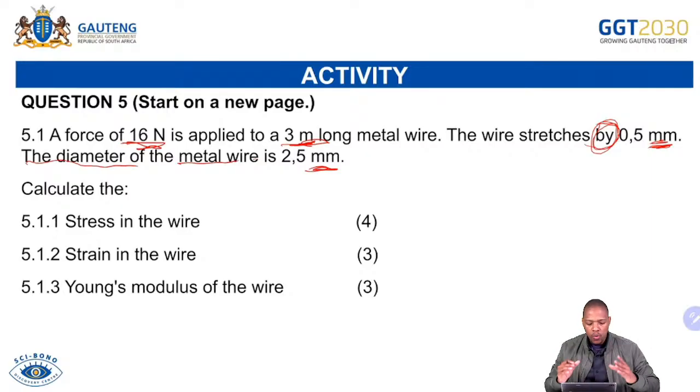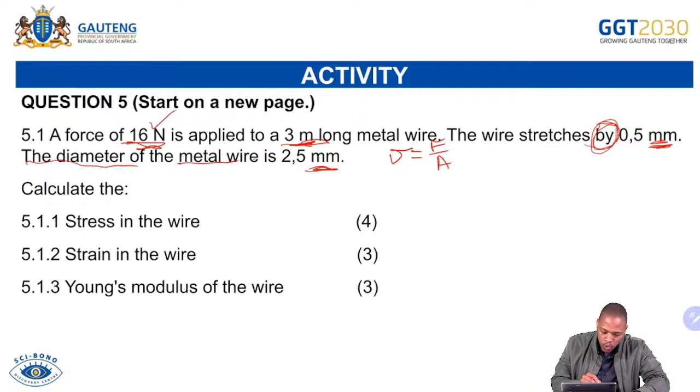They're saying we must calculate stress in the wire. For us to calculate stress, we must remember that the stress formula is stress is the force over the area. So what do we need? We need force, we need area. Let's go back to our statement. Do we have force? Yes, we do. 16 newtons. But do we have area anywhere here? No, we don't.